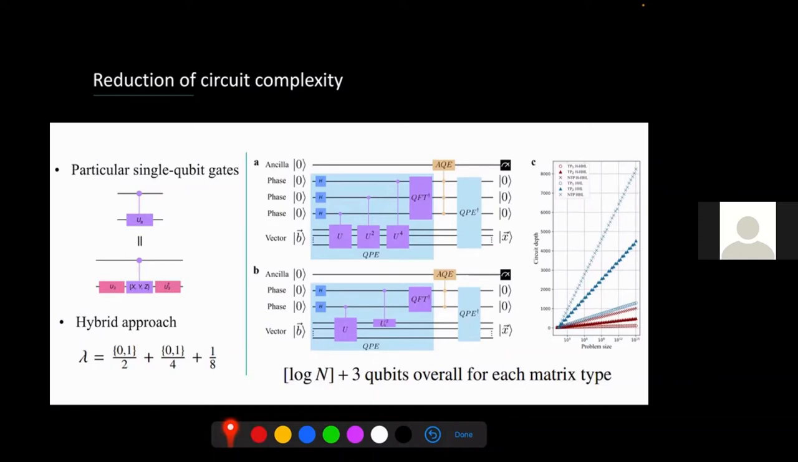All these approaches allow us to reduce this kind of circuit, which is quite complicated because there are three controlled unitaries, to this kind of circuit where we have only two phase qubits, and also we can reduce the complexity of the controlled operation. Here you can see the reduction in the number of CNOTs, basically in the circuit depth, for the problem size. For a really large problem, 10 to the power of 15, we actually need pretty shallow circuits. And we need just log n plus three qubits overall for each matrix type, for TP1, TP2, and NTP.